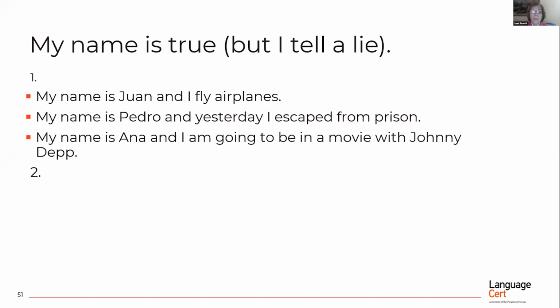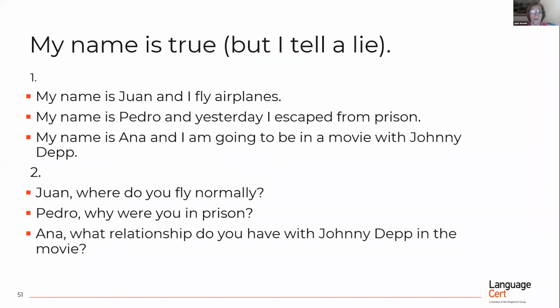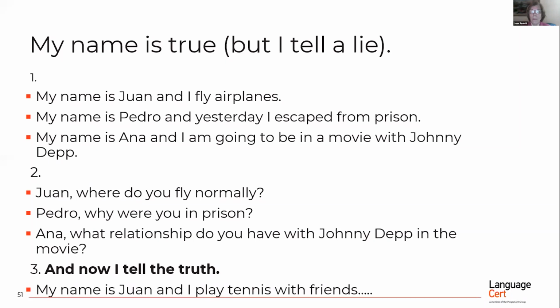Then we go around again, and the person on their right asks them a question about their lies. Then the third time they go around, they say their name and something that is true about themselves. So then we've heard their names three times and we've also learned a little bit about them.